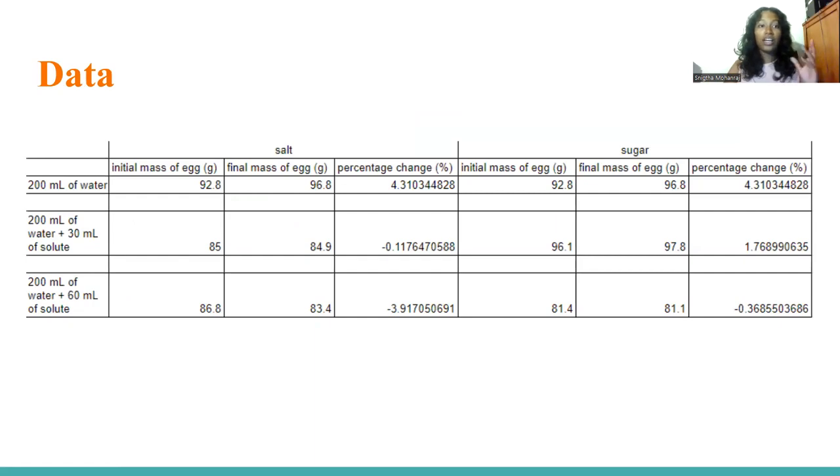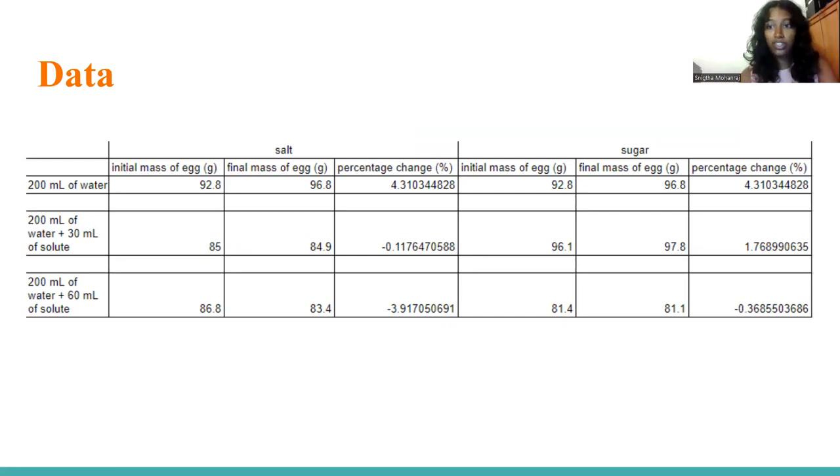And so we collected our data by doing this. We had just 200 milliliters of water that the eggs were placed in, 200 milliliters of the water plus 30 milliliters of the solute, and then 200 milliliters of the water plus 60 milliliters of the solute. So those are our three different kinds, and we did it with salt and sugar. And we calculated the initial mass of the egg, the final mass of the egg, and then we calculated the percentage change to see how it changed.